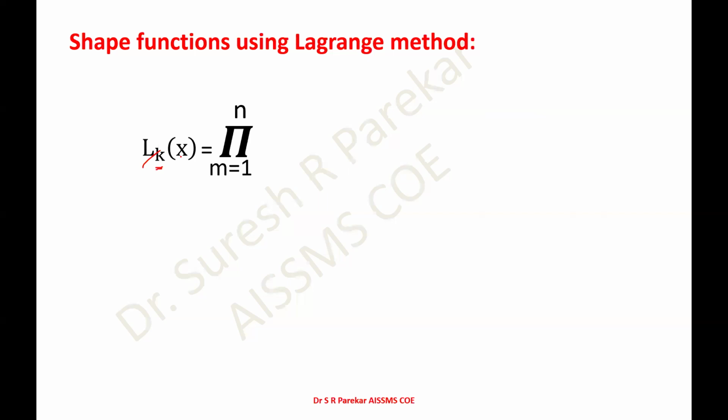So whatever number of nodes we have, if we have 2 nodes, then n equals 2. If we have 3 nodes, then n equals 3. But here the most important thing is that m is not equal to k. That means at whichever node we are going to find the value of the shape function, you can say this is nk also. But as this is by using Lagrange, it has been given the symbol L suffix k. So this is most important.